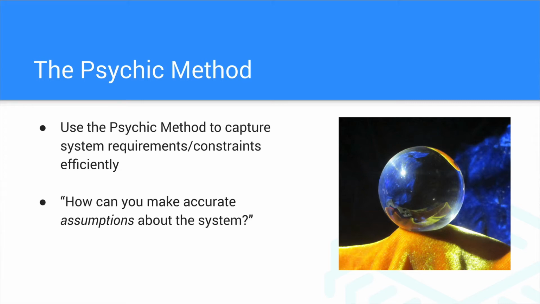The basic idea here is that we want to be able to make accurate assumptions about the system. If you don't have the right context, you can't make assumptions about the system. You can't say, oh, well, I'm going to assume this to be true. You just have to basically ask your interviewer. So you get this constant back and forth of asking your interviewer, well, what about this? Or what about this?